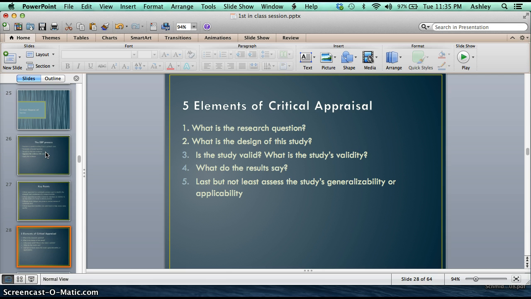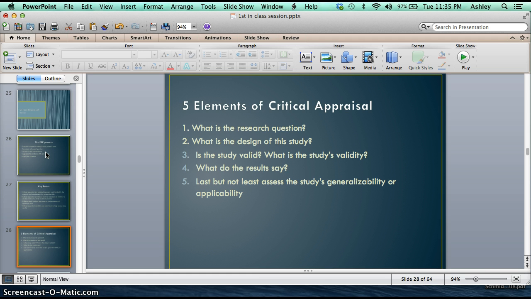So there are 5 elements of a critical appraisal. Those are these questions right here. Number 1 is, what is the research question? What is it that we are really trying to understand? What do we want to know? Secondly is, what is the design of the study? What did they use to conduct this study? How did they make it? Was it RCTs, otherwise known as randomized controlled trials? Was it a cross-sectional study? Was it a cohort study? What was it? The third thing is, is the study valid? Are the methods valid? What is the study's validity?